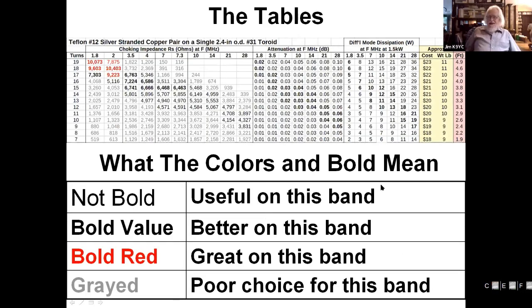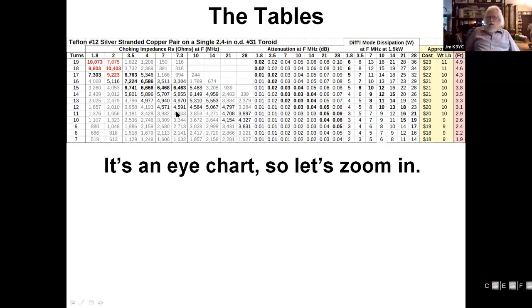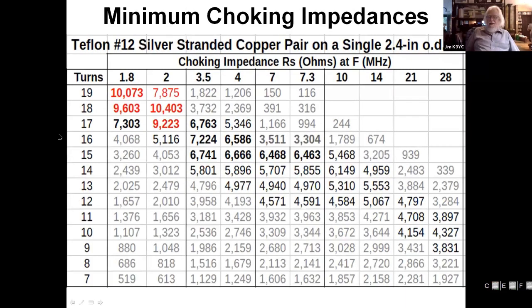Okay, then here are the tables and what the colors mean. There's kind of a key down here. So if they're not bold, they're useful on the band. If they're bold, they're better on the band. Bold red, they're great on the band. And if they're grayed out, not a good choice for the band. This is an eye chart, of course, so let's zoom in on it. So now you can kind of see what these numbers are and how they break.